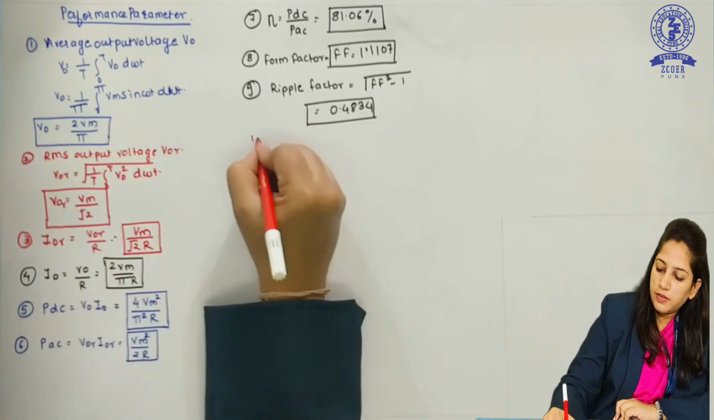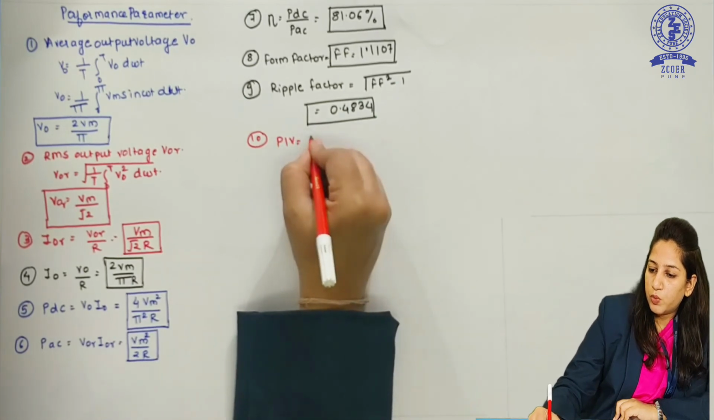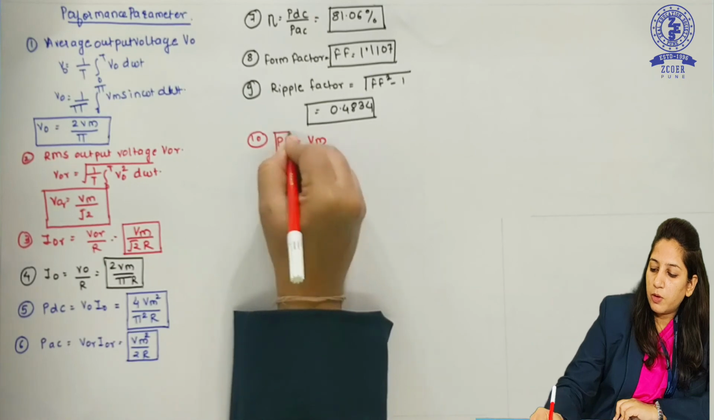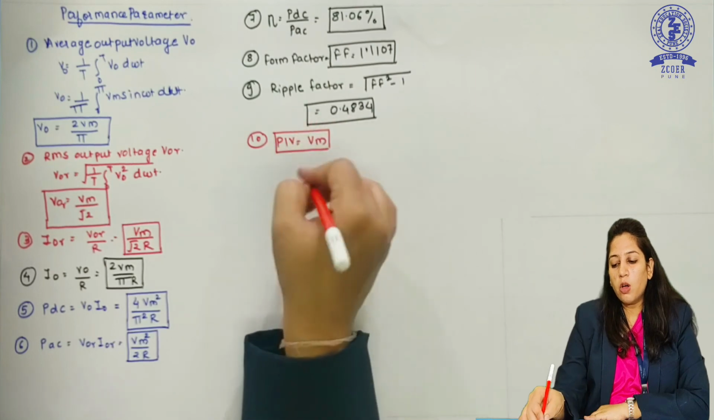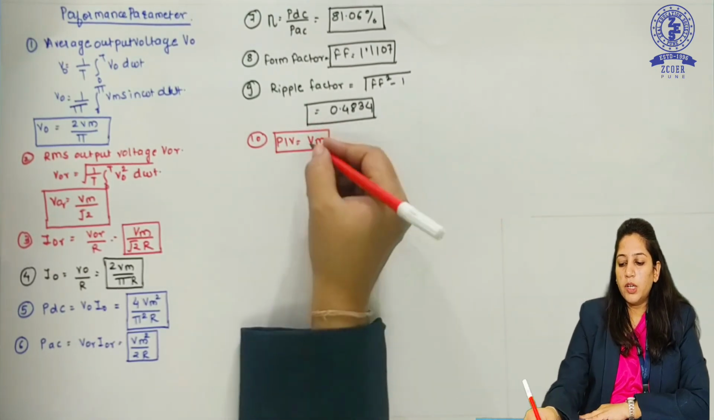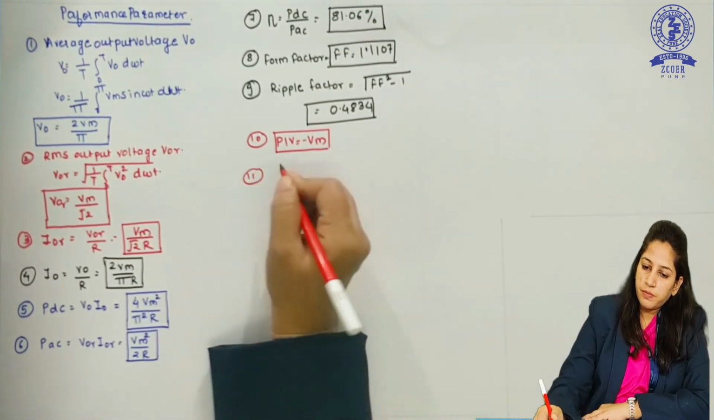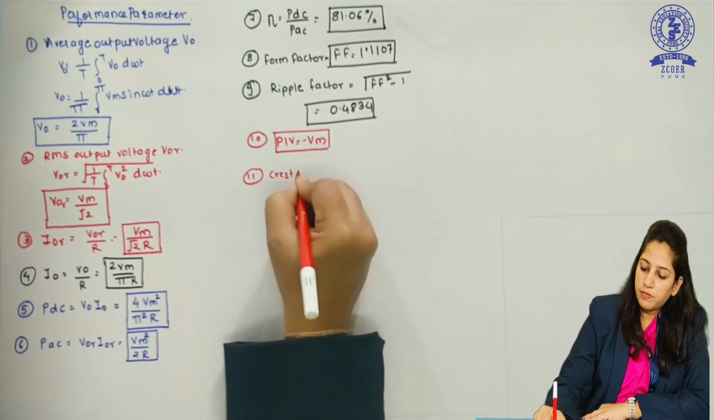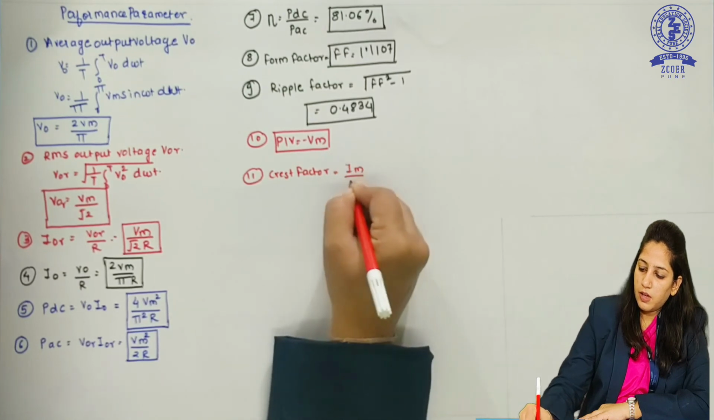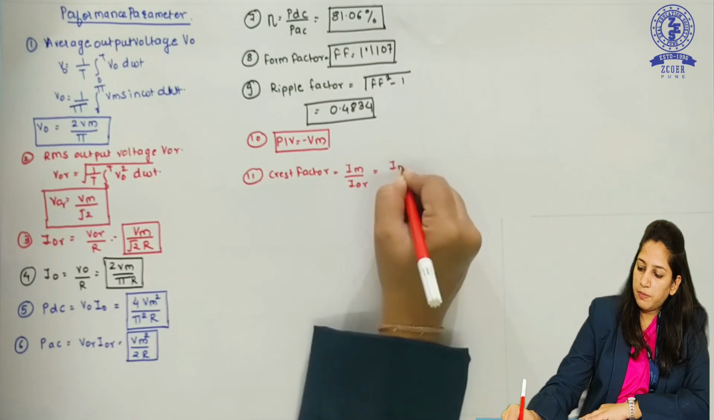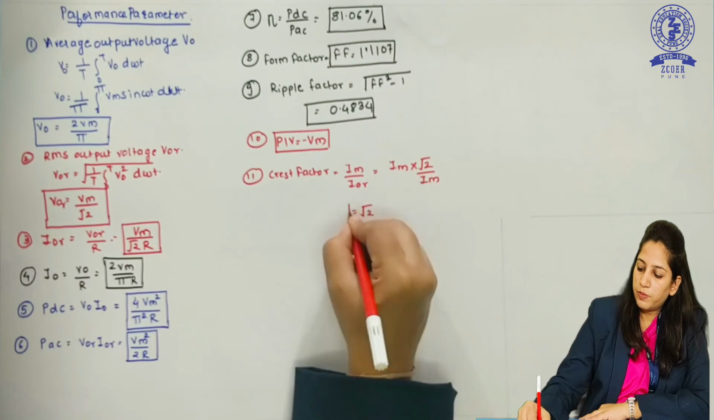Again, the 10th is peak inverse voltage. This is very important, and here peak inverse voltage will be Vm. It is not 2 Vm, only this is the difference with respect to center tap, otherwise all performance parameters are the same. Then crest factor, Im upon IOR, that will be Im upon Im by root 2, which is equal to root 2.